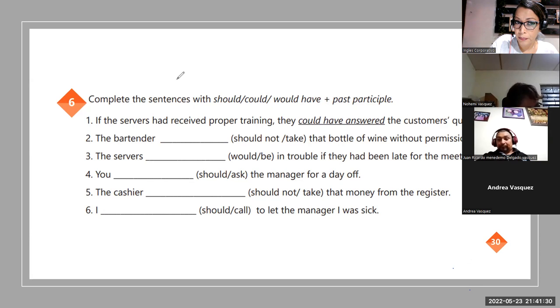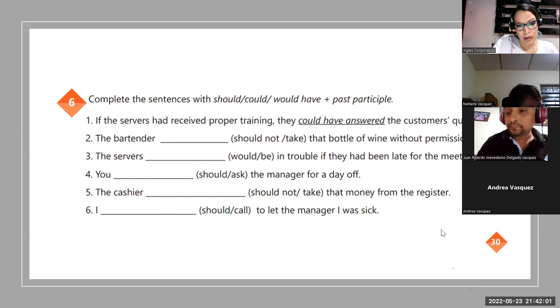I am confused porque aquí ocupamos el should, could, and would have y no ocupamos el have. El have está en todos, después de should, después de would y después de could. Sí, porque ocupamos el auxiliar have en presente, digamos, y no lo utilizamos en pasado, como had, como el ejemplo anterior.